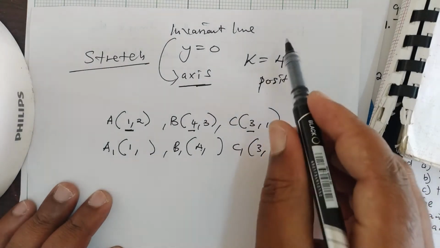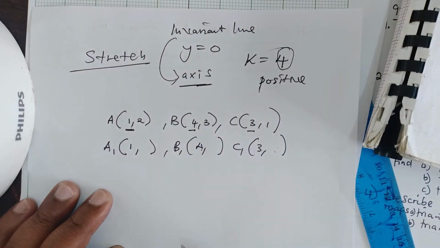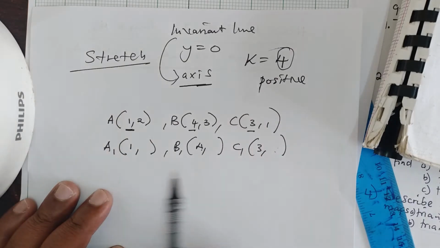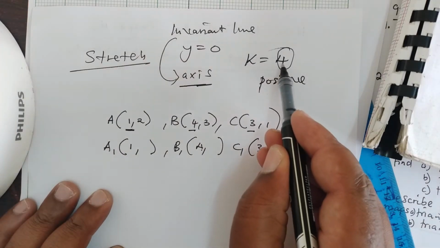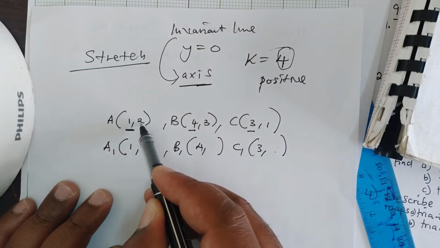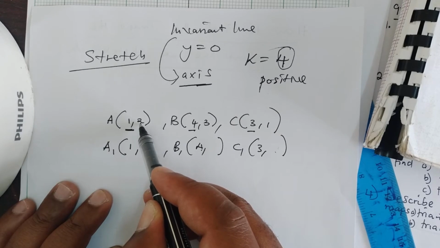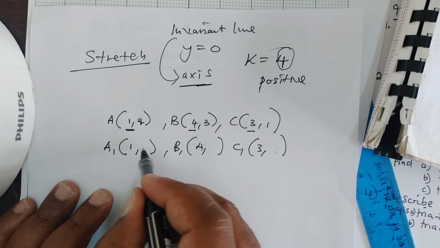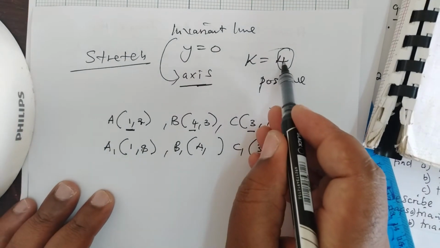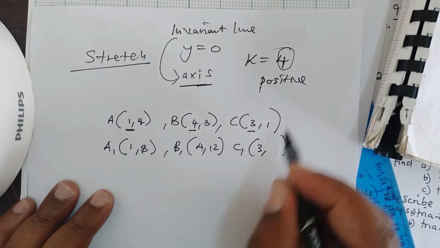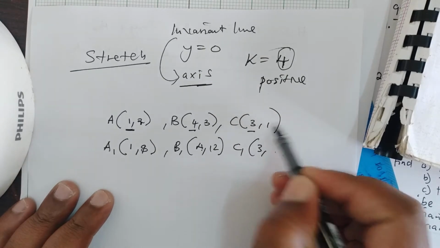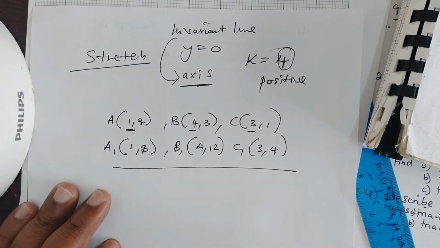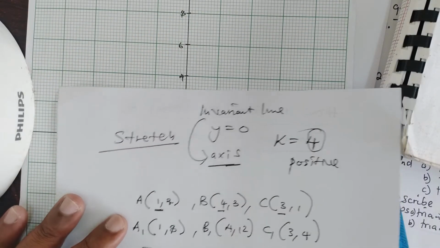But what is our scale factor? Our scale factor is 4. So it means it is only the coordinates of y that will change. How are you going to do it? You can easily multiply 4 by these values of y. So what is 4 by 2? It is 8. So here we have 8. What is 4 by 3? You have 12. What is 4 by 1? You have 4. So these are the coordinates for the image. And you plot.